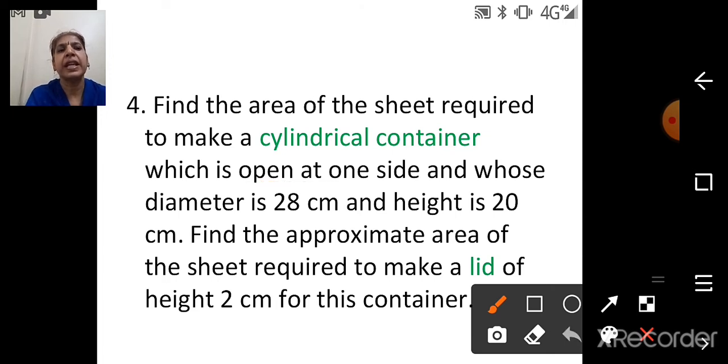Diameter is 28 centimeter. And as you know, diameter is given, we require radius. So we will take half of that. So radius will become 14 centimeter. Height is 20 centimeter. And also we have to find the approximate area of the sheet required to make a lid. Now when we say the container is cylindrical, so the lid also will be cylindrical.